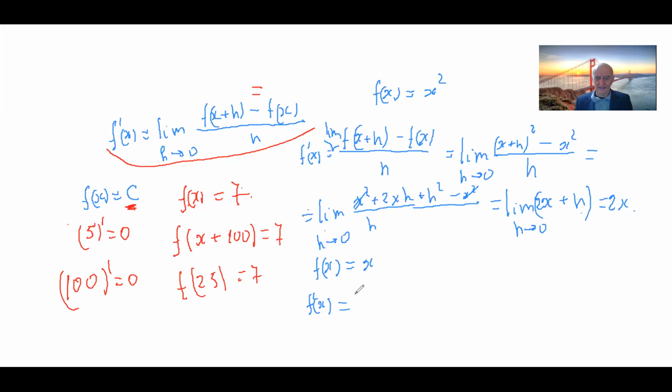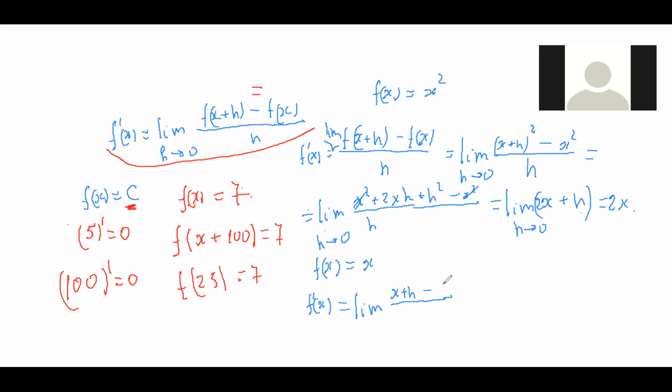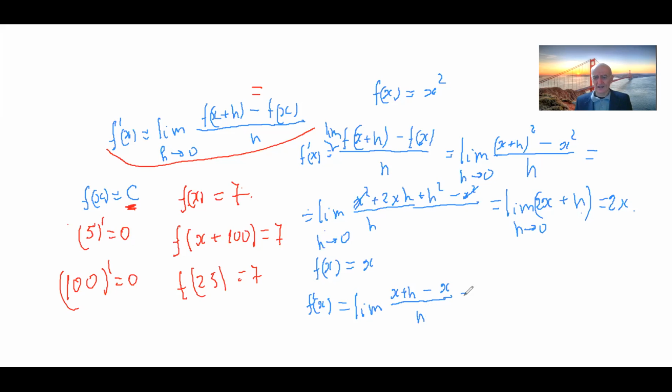And let's try to find it. This is a limit of f(x plus h) minus f(x). What is f(x plus h) in our case? f(x plus h) is going to be x plus h, minus x, divided by h. x minus x, we can cancel. h divided by h, it's 1. And our limit is the limit of 1, as h approaches 0.